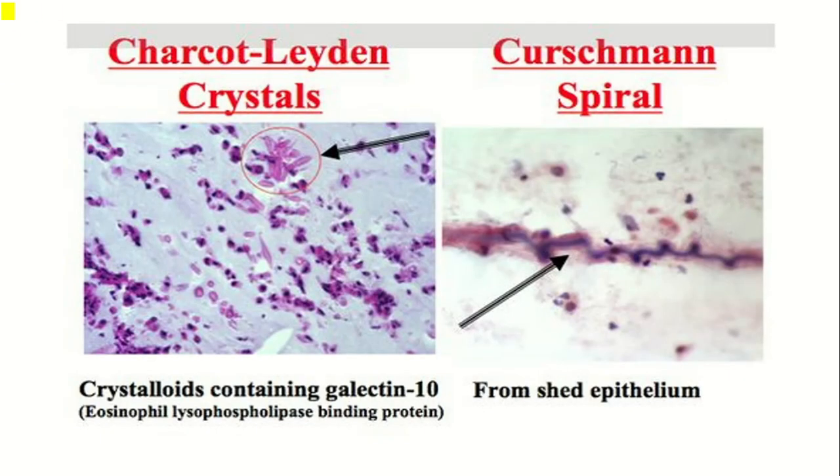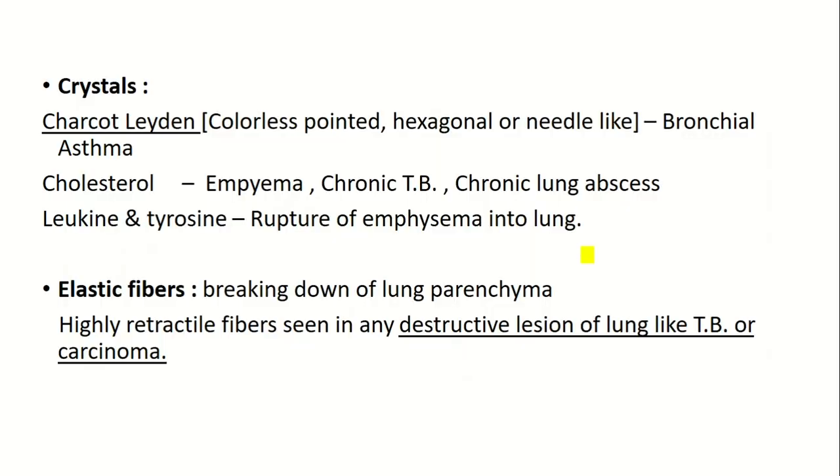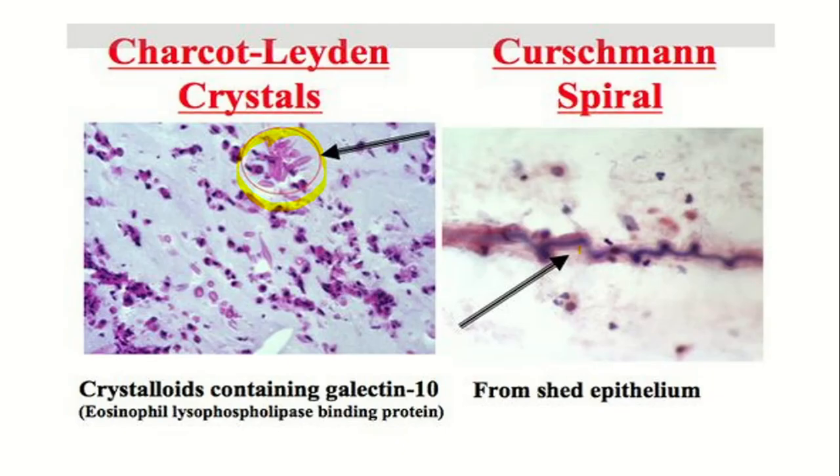Now you can see these are the Charcot-Leyden crystals, typical needle-like crystals. And here Curschmann spirals: you will find such spiral-like arrangement, which is nothing but mucoid strands. So these two are pathognomonic of bronchial asthma: Charcot-Leyden crystals and Curschmann spirals.